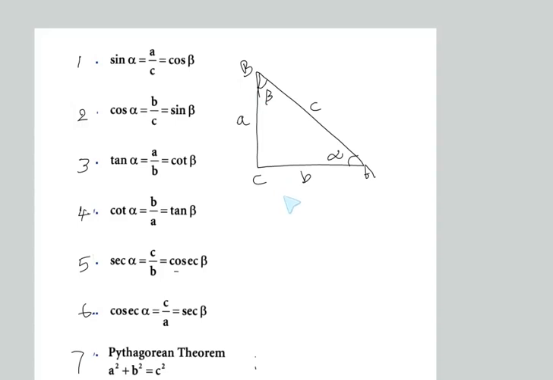Pythagoras theorem says that a square plus b square is equal to c square. The square of the hypotenuse side is equal to the sum of squares of the remaining two sides. A square plus b square is equal to c square is called the Pythagorean theorem.